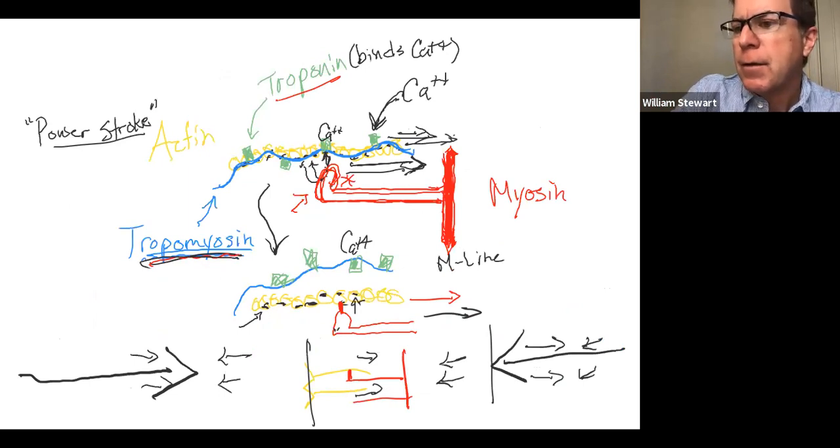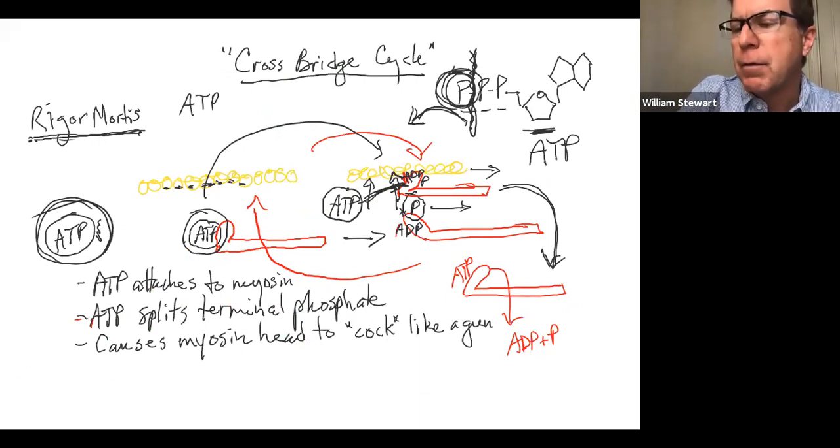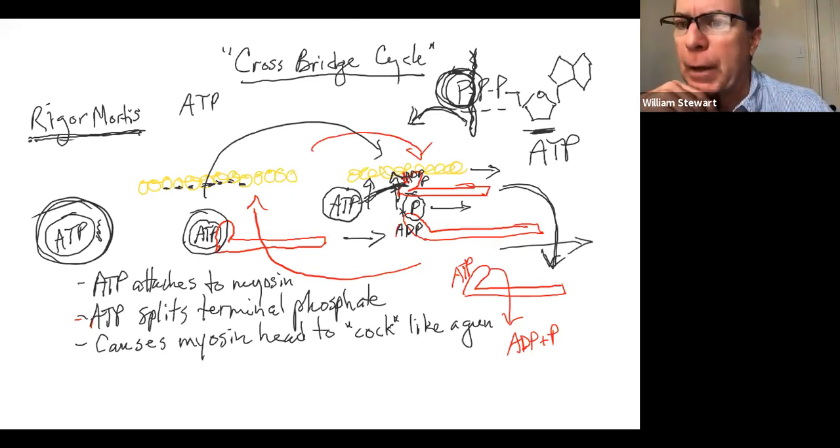And then steps 5 and 6 are really, how does myosin get the energy to pull? Right here, this molecule, ATP. When it splits this last phosphate, it gives myosin energy, cocks the head. Myosin reaches up, grabs actin, pulls it toward the M line. That's called the power stroke.